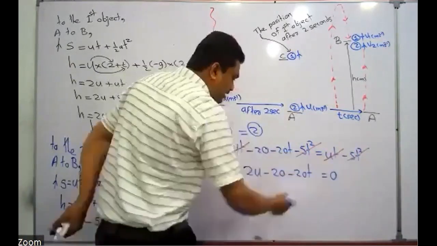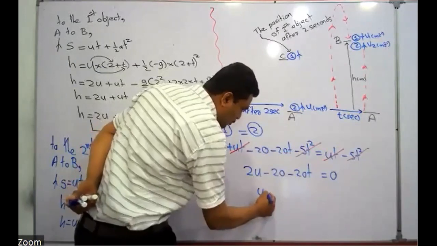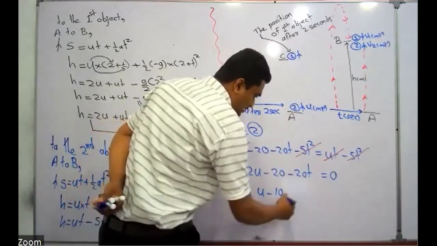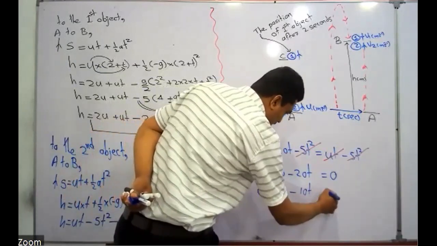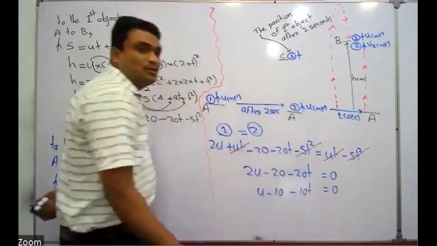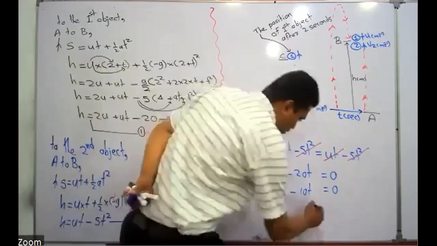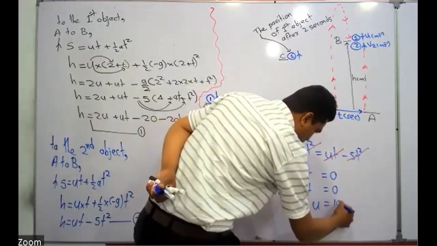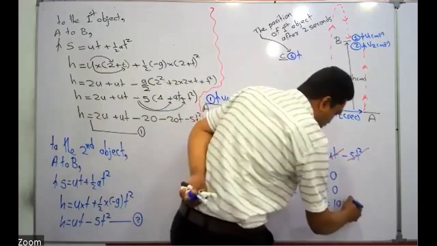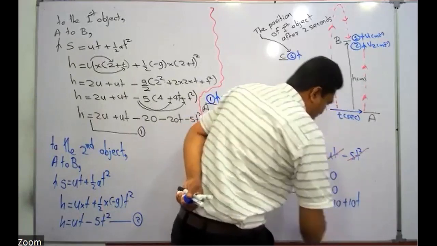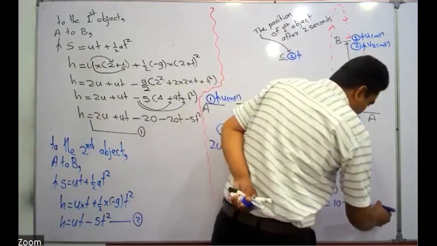All the terms can be divided by 2. So u minus 10 minus 10t equals 0. Am I right? u equals minus 10, go to the other side as plus 10, and this also goes to the other side as plus 10. Can we do anything for this here?